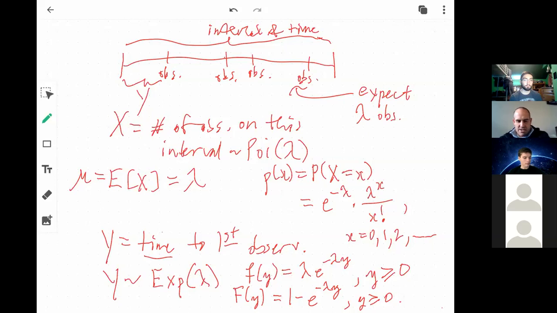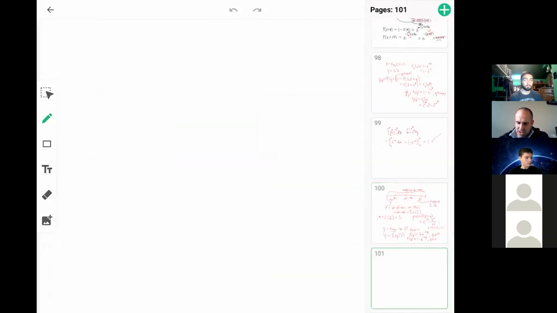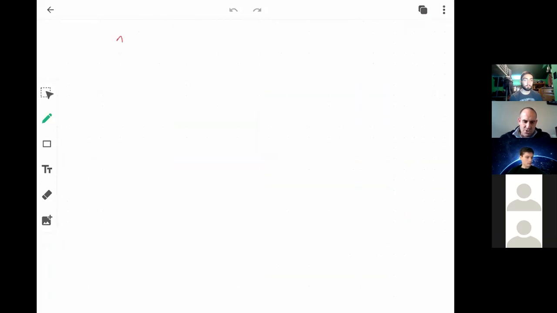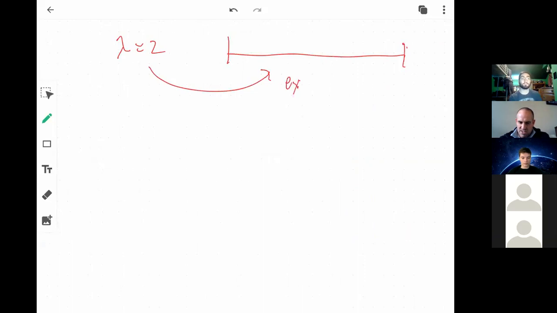And if lambda was equal to 2, let me go to a new page right here. If lambda was equal to 2, that means in our interval, we expect to see how many observations? We expect 2 observations in there. And suppose that this is like 1 hour.